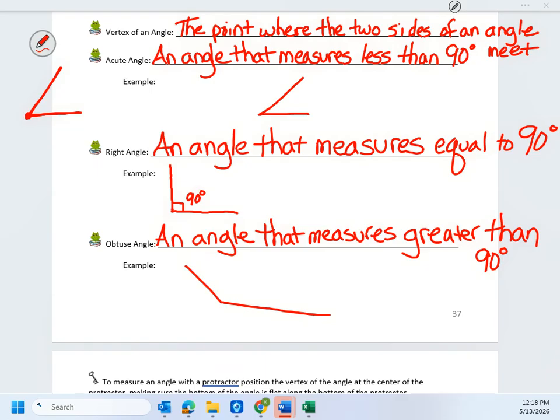Now, in Math 6, when we were learning about it, we also learned about this angle. That looks like a straight line. So we call it a straight angle. And the straight angle is exactly 180 degrees. A straight line is two right angles, right? 90 degrees plus 90 degrees is 180.